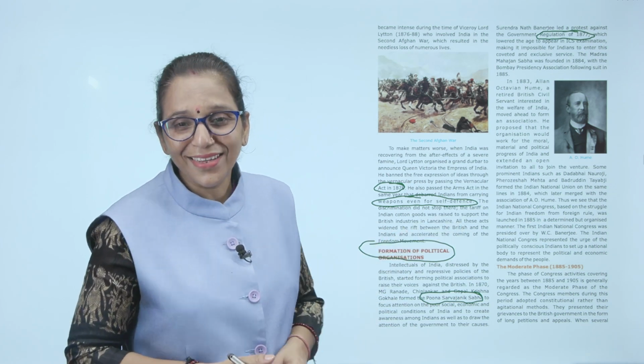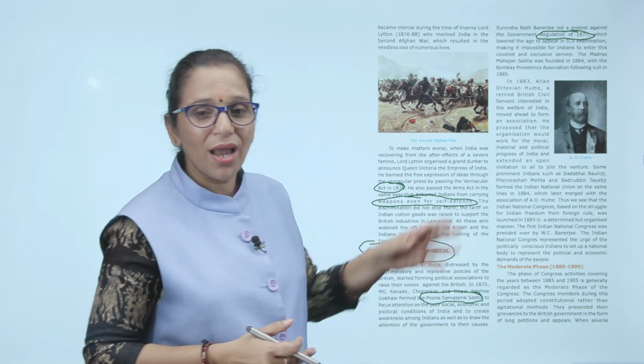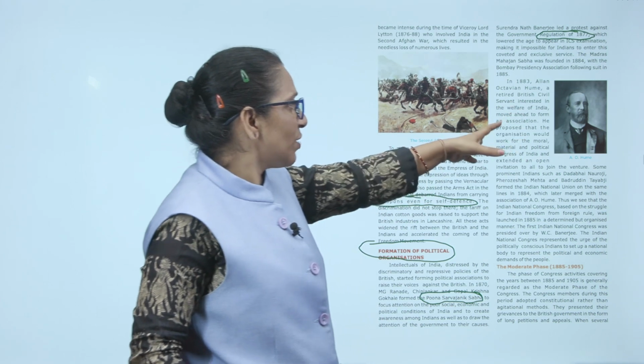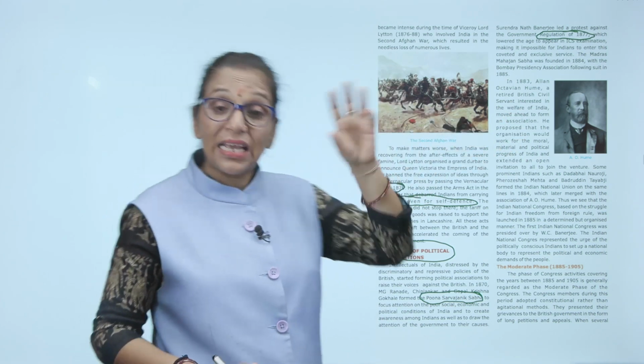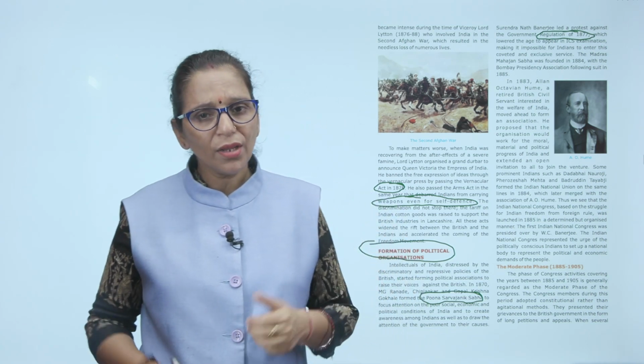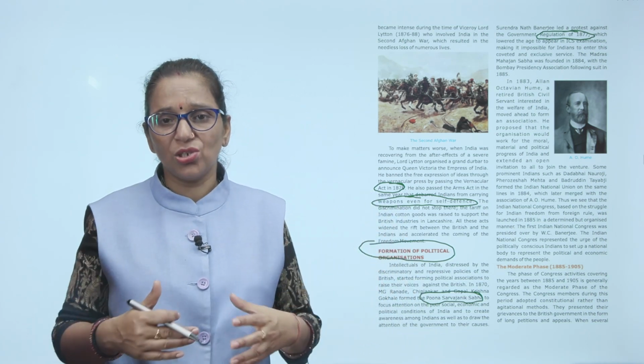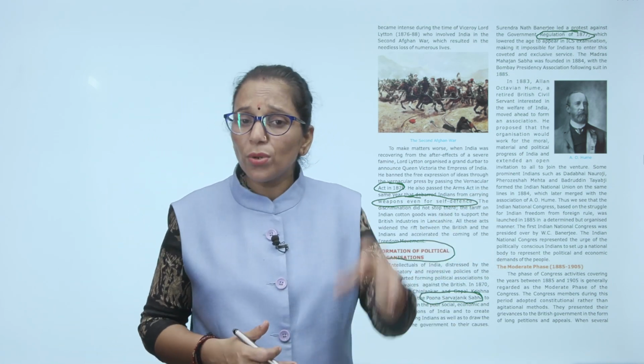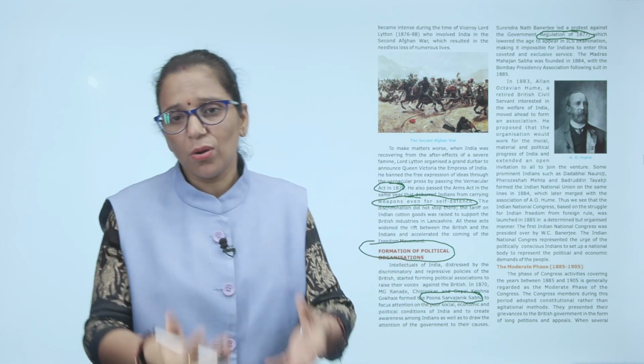So in 1883, A.O. Hume, Alan Octavian Hume, whom we call A.O. Hume, was a retired British civil servant interested in the welfare of India. You can see the picture of A.O. Hume. He moved ahead to form an association, especially a political association, where he proposed that the organization should work on the moral, material and political progress of India.